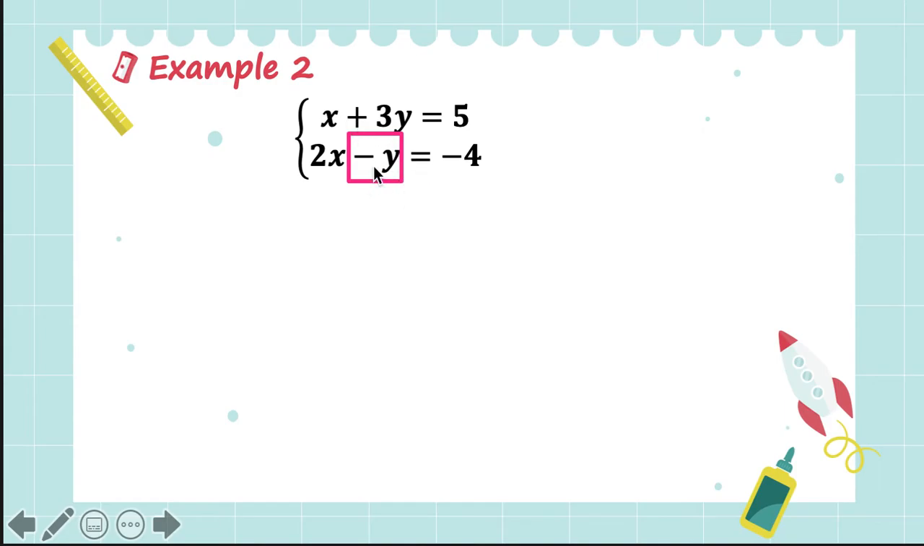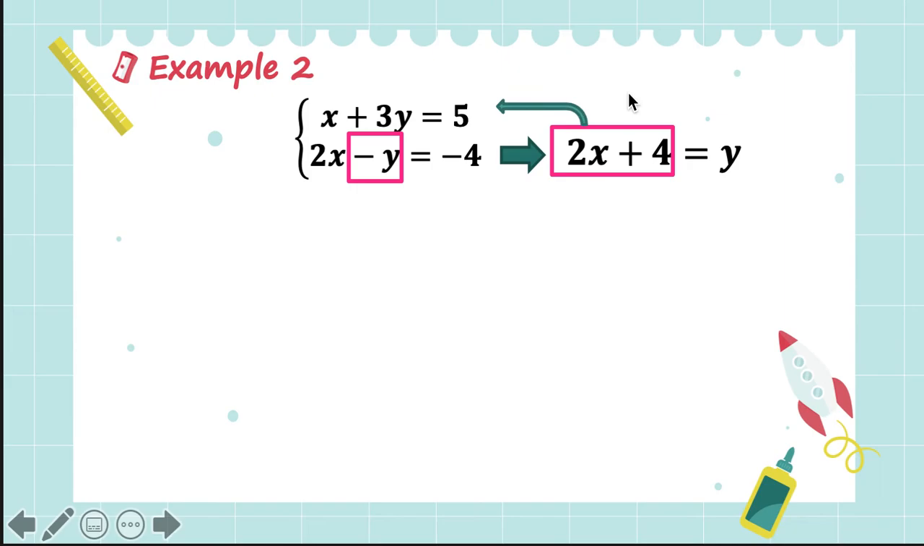If I express this equation in terms of y, I will transpose 2x to the other side, or simply transpose y to the other side of the equation, and transpose the negative 4. So it will become 2x + 4 = y. I will be using 2x + 4 in terms of y. So I will change y to 2x + 4 in the first equation.